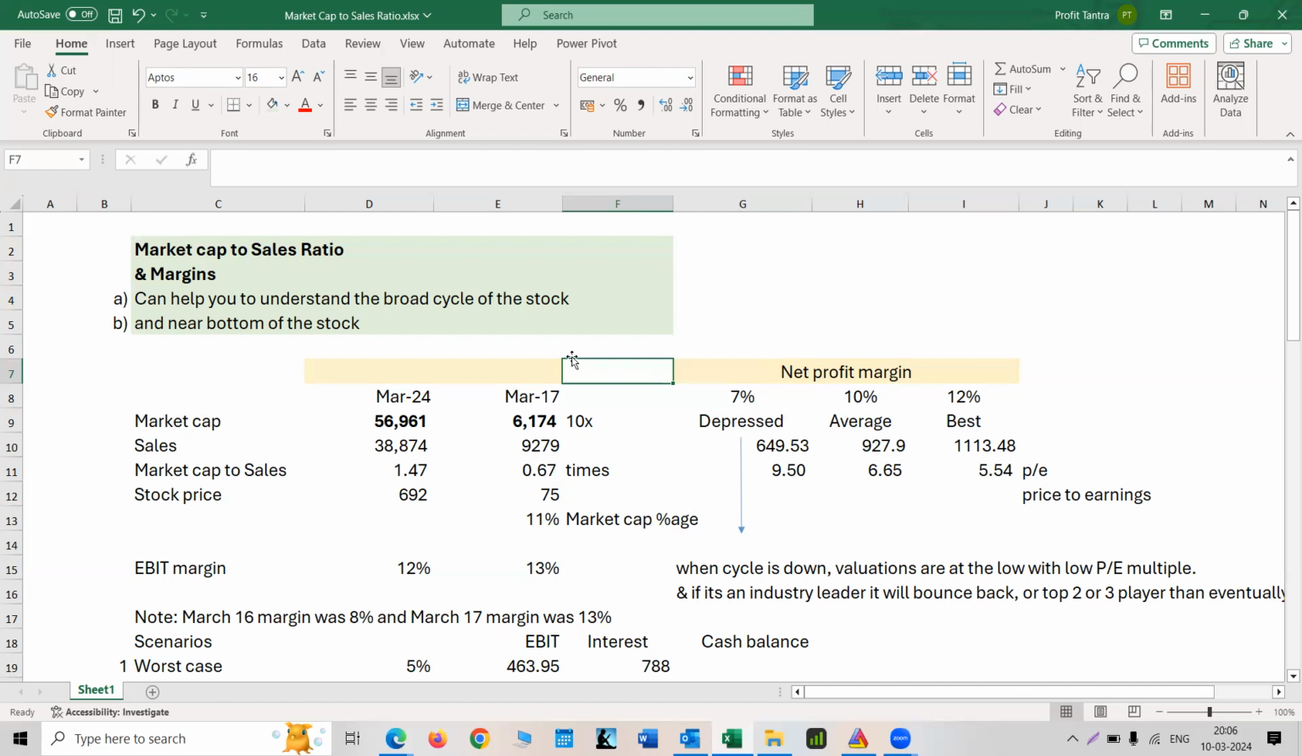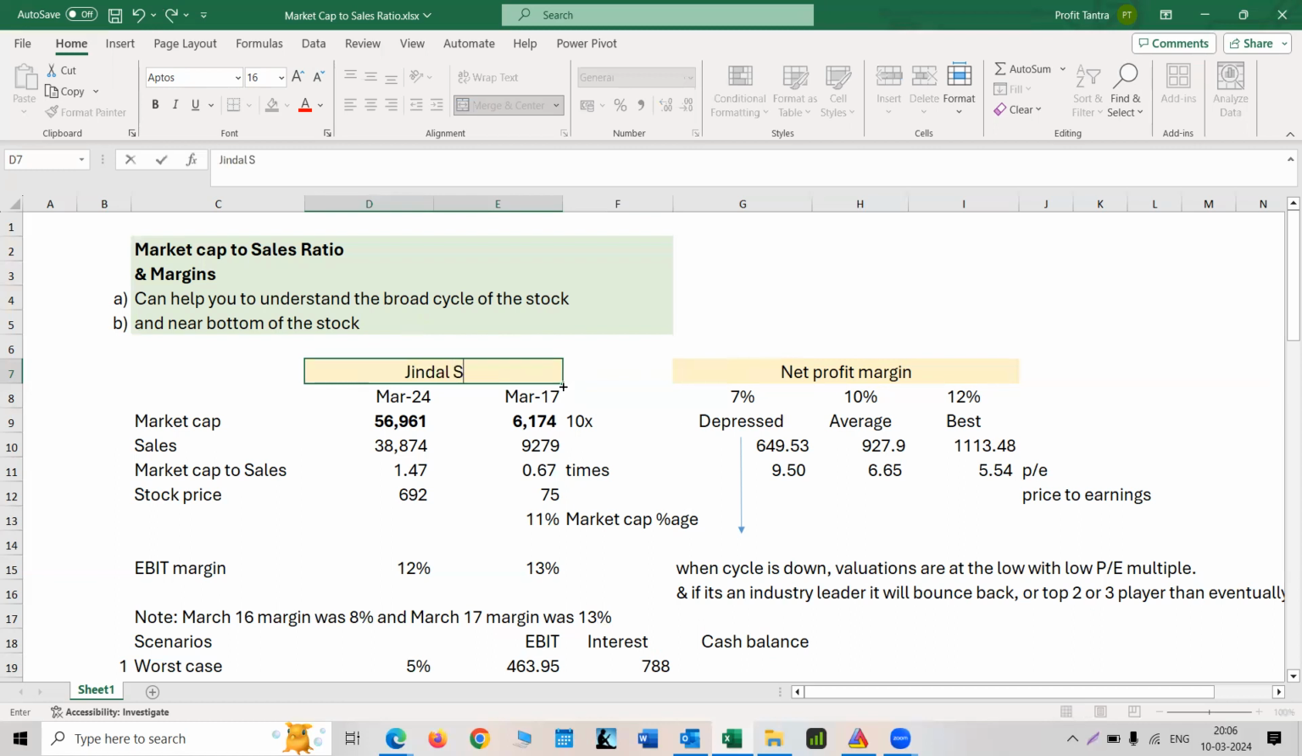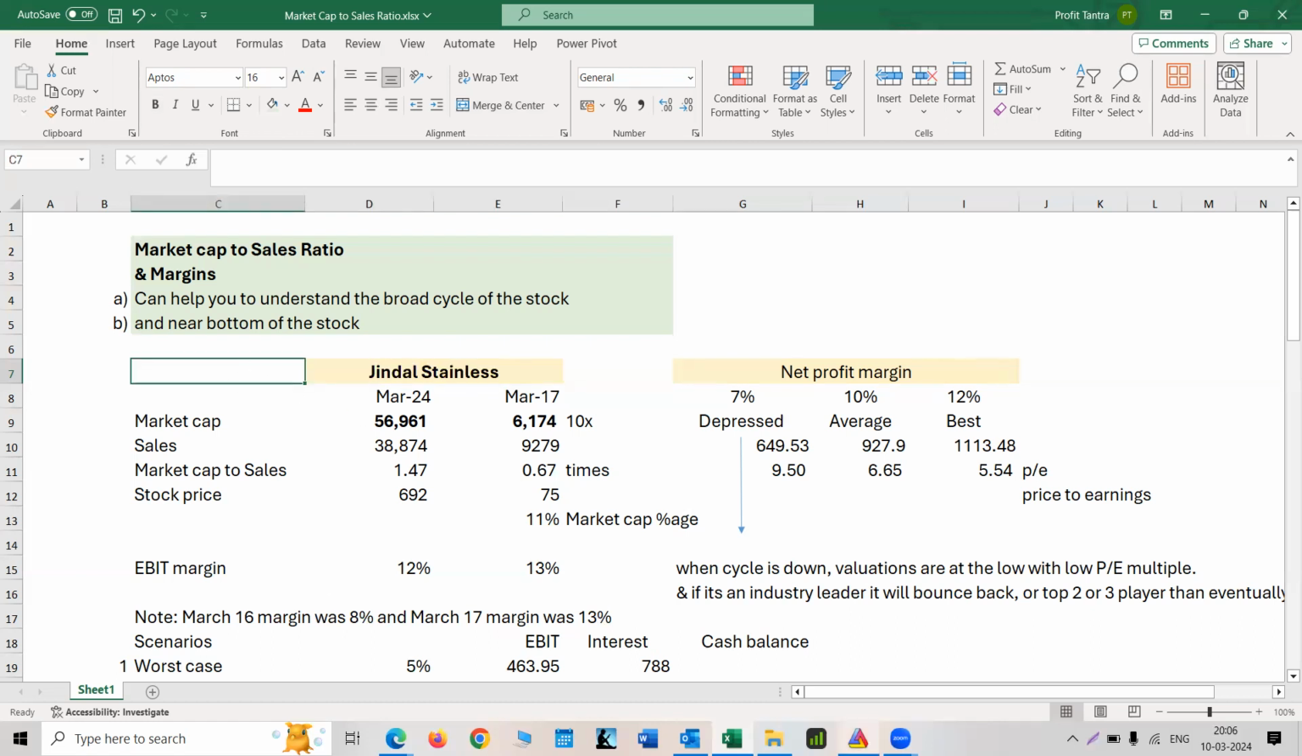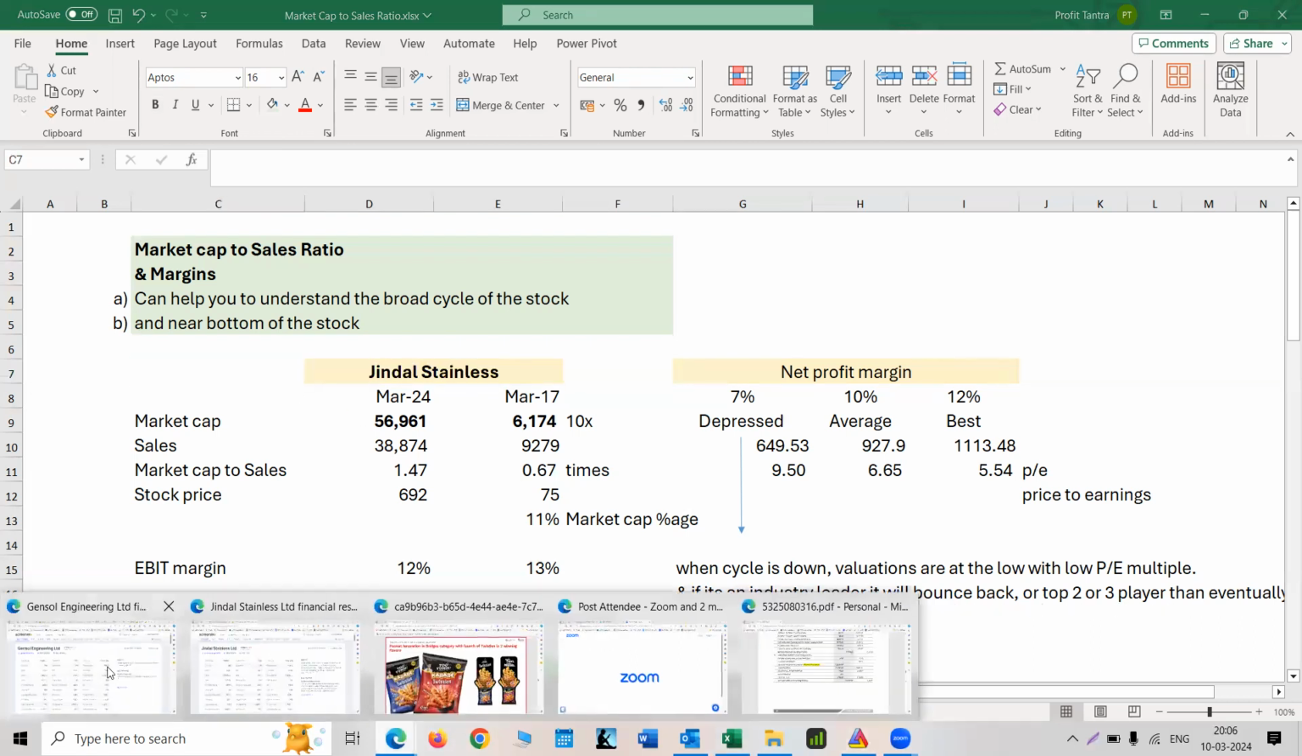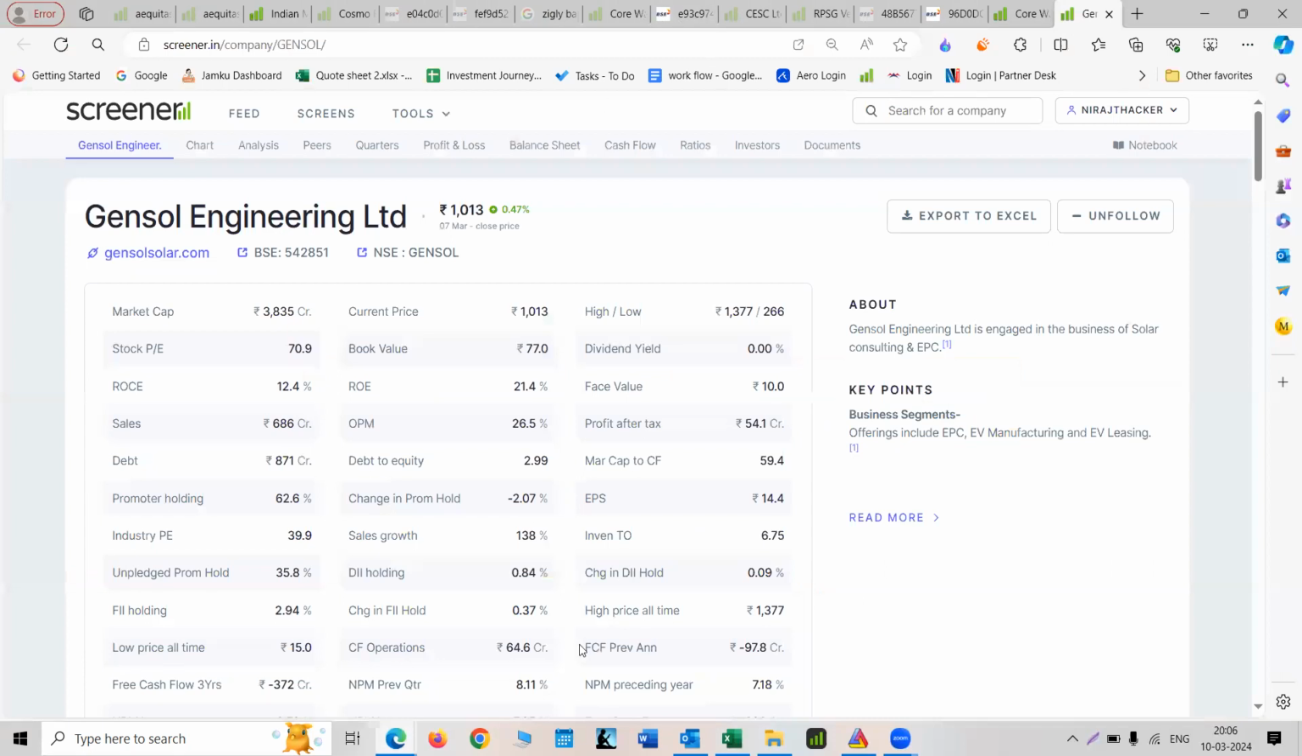So what I have done is I have taken this company. Now I'll tell you the name of the company: it is Jindal Stainless. I'll show you the chart now. So we are going to understand how to do this. Okay, so I'll go to the screen. I have kept it open.